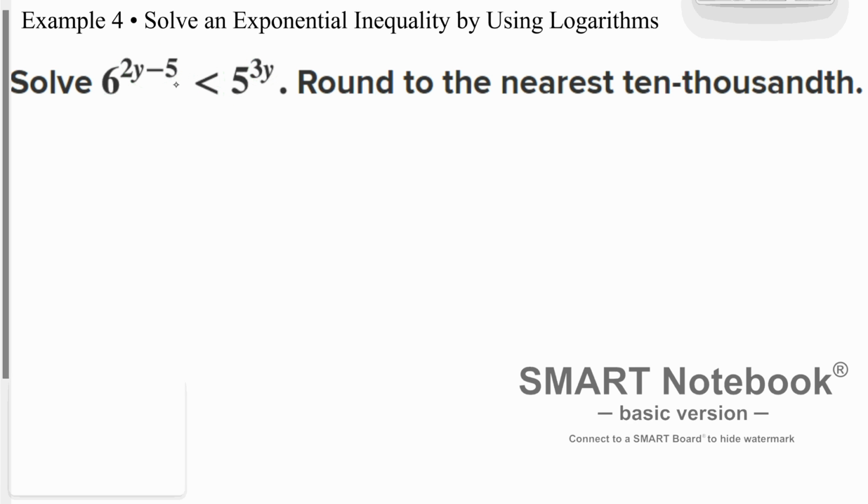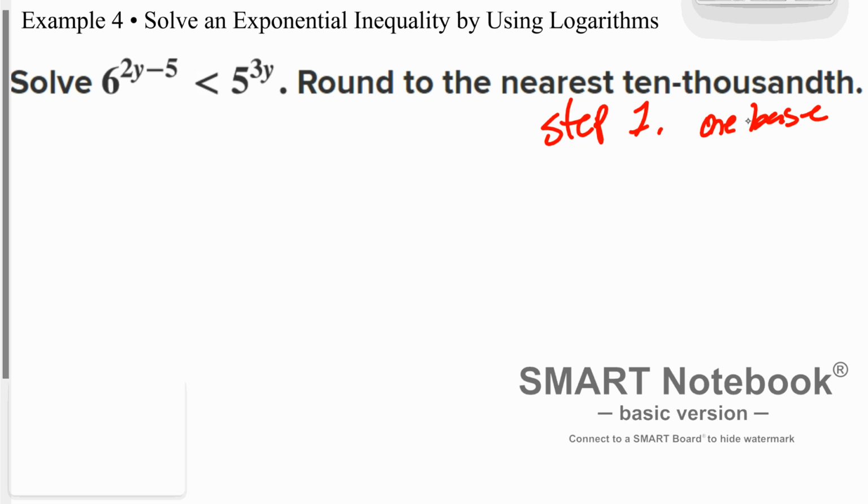So basically we need the bases to be the same, but there's no way I can rewrite 6 raised to something and 5 raised to something to get the same base, right? So what we do on these, there's some steps I'll write down. When you're solving these, equal sign or an inequality, step 1 is to basically get the one base on each side.